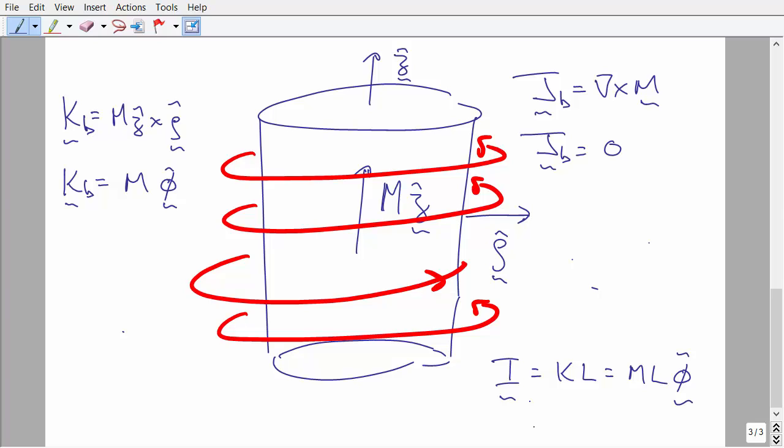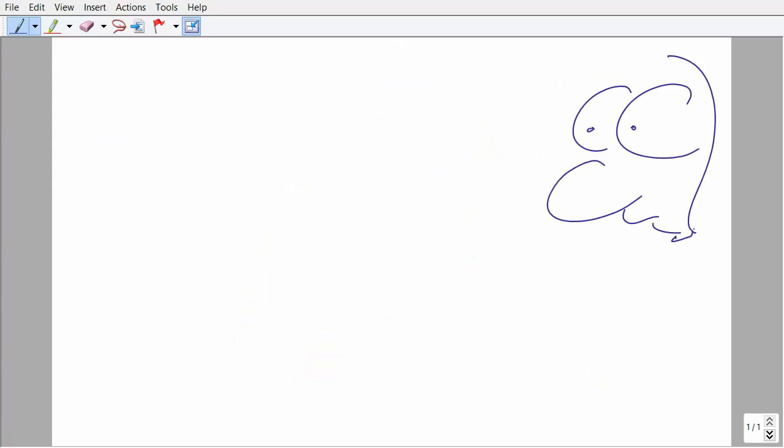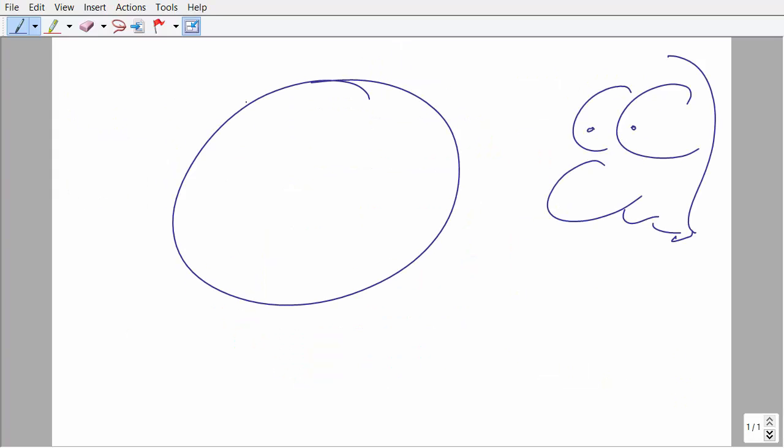We're going to now move on to a slightly more complicated geometry. So let's have a look at a sphere of radius r with constant magnetization. We're going to study a sphere of radius r with constant magnetization per unit volume in the z hat direction. And we're going to ask the question, what is the dipole moment of the sphere?